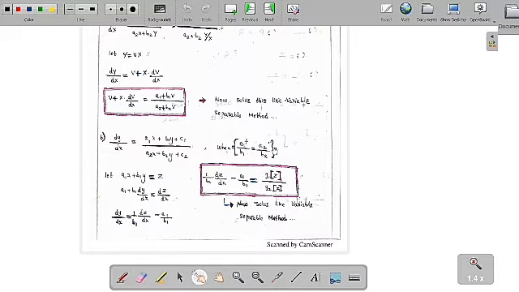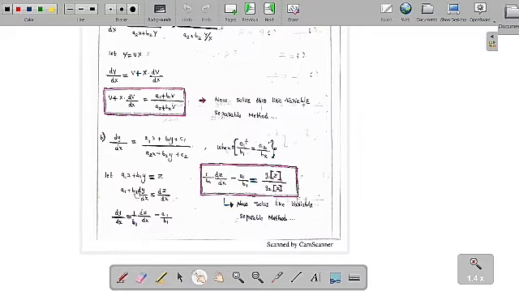Then what is the method you are going to use to simplify these equations? I am going to assume that a1x plus b1y is equal to z. Then do the differentiation with respect to x. So you are going to get a1 plus b1 dy by dx is equal to dz by dx.